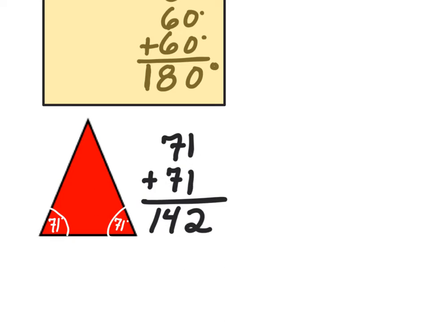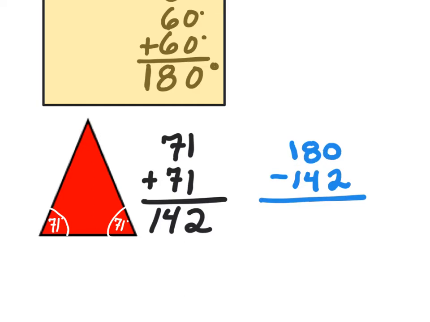Now what I want to do is take the 180 right there, and then I'm going to subtract the 142 from these two angles right here. I'll subtract that, and that will give me this remaining angle right here. So let's go ahead and do that right now.